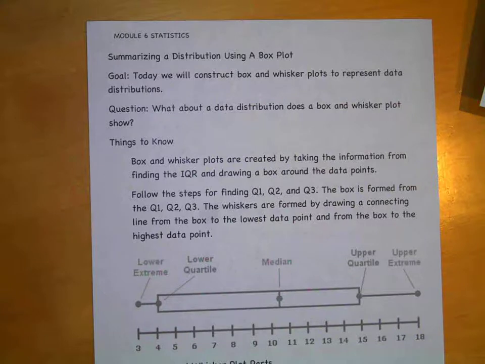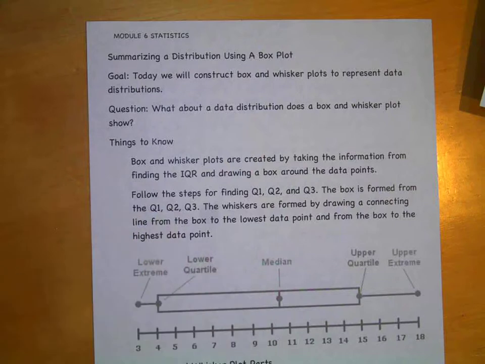The whiskers are formed by drawing a connecting line from the box to the lowest data point in the set, and from the box to the highest data point in the set. That's kind of fun. The way I like to remember it is that those whiskers are reaching out to the very end marks of the data, the lowest and the highest. This is a picture of a box and whisker plot.